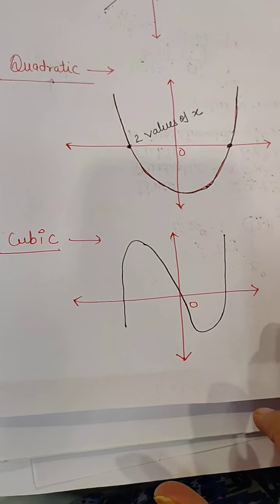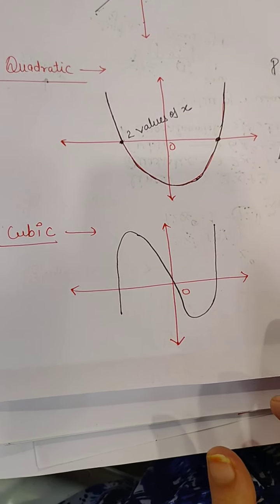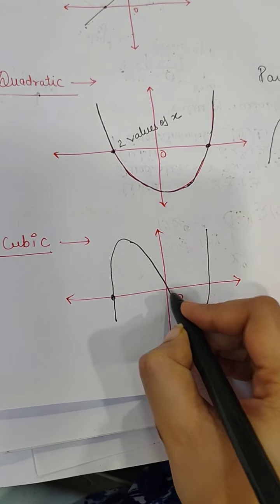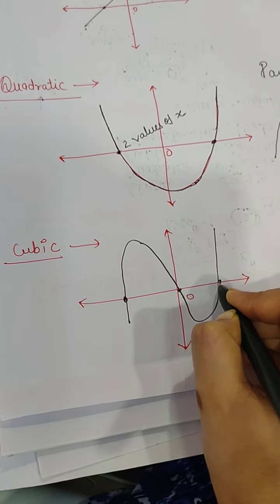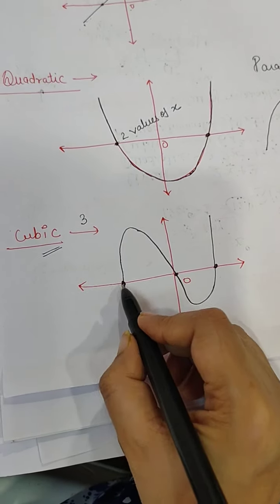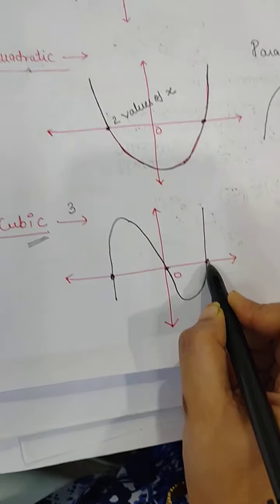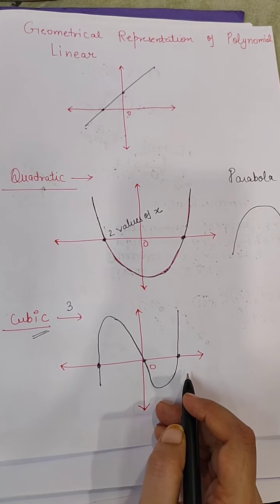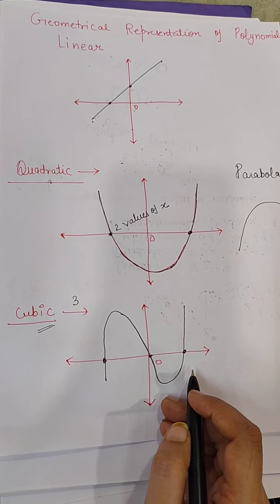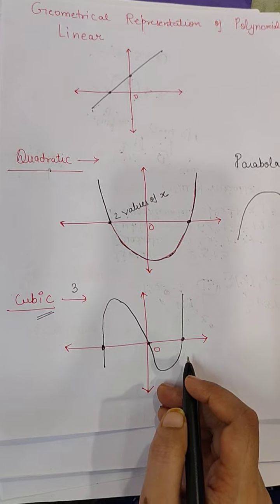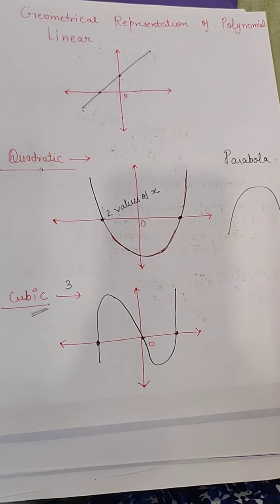Now you come here and see the graphical representation of a cubic polynomial curve. This is intersecting the x-axis at 3 points, and the highest degree of a cubic polynomial is 3, so it will also have 3 values of x. So these are the geometrical representations of the polynomials: linear polynomial, quadratic polynomial and cubic polynomial.